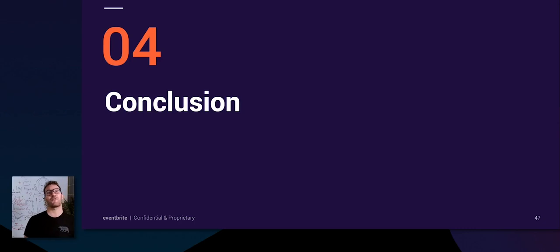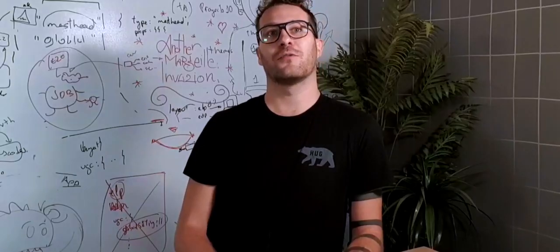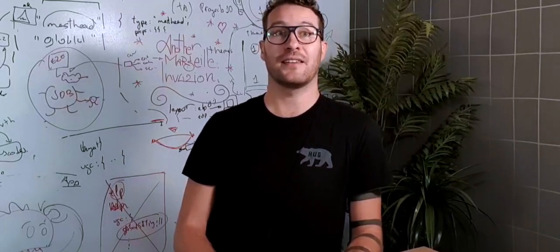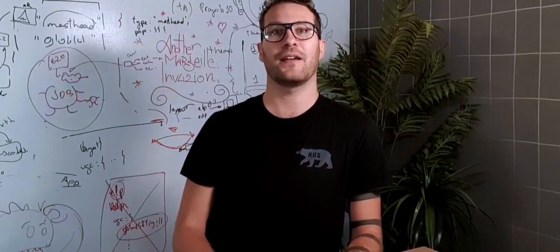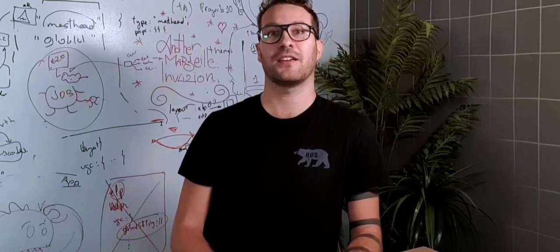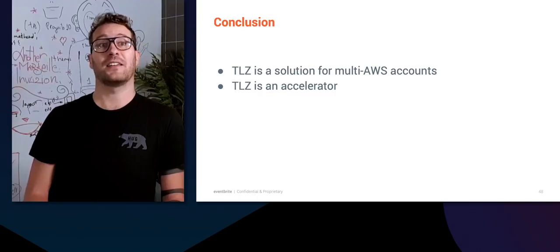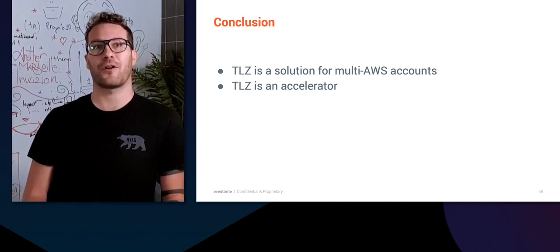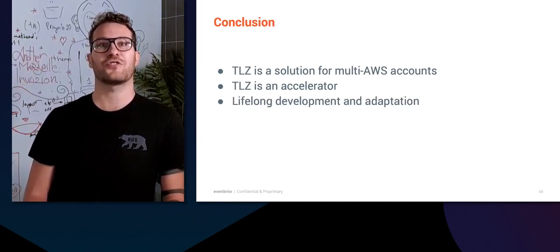Having checked our requirements, it's time now to draw some conclusions on what we've seen. First of all, we can state that once released, the AWS Terraform landing zone will be a valid solution out there to set up a multi-AWS account infrastructure. But it is not, and as far as we know, it will never be, a plug-and-play product, but rather an accelerator which requires lifelong development and adaptation, as we've seen partially today.